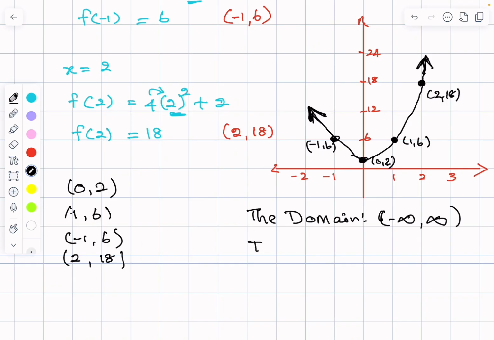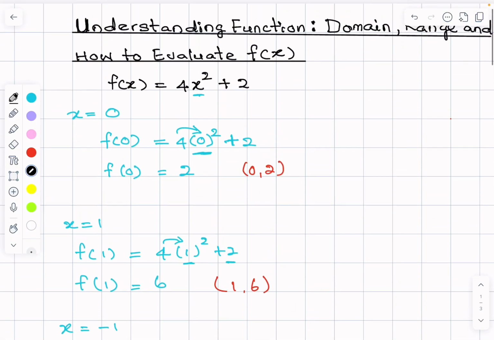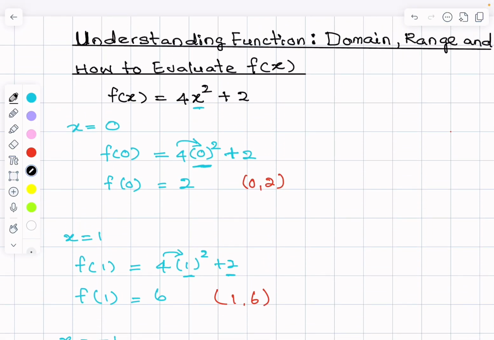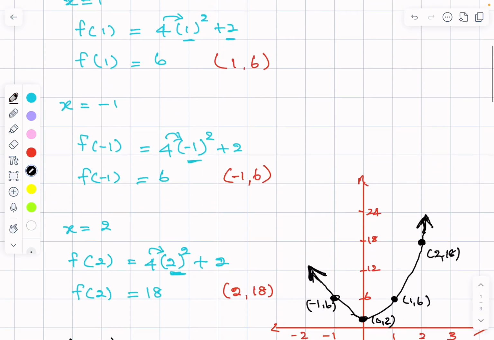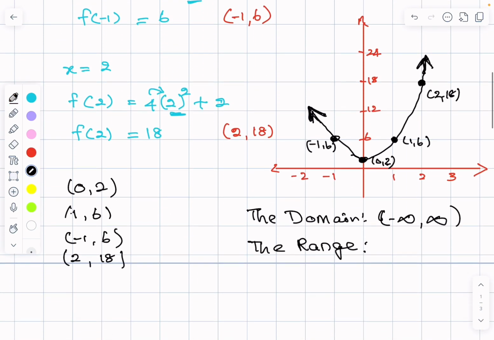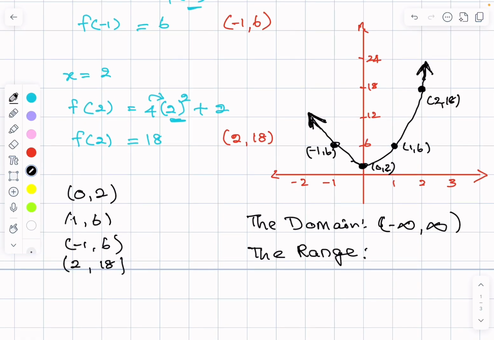Next, determine the range. Now let's talk about the range. These are the possible output values of f of x. And remember, f of x is the same as y. This is a quadratic function, and since the coefficient of x squared is positive, it's 4, the graph opens upwards like a U shape, and that is what we just got here.